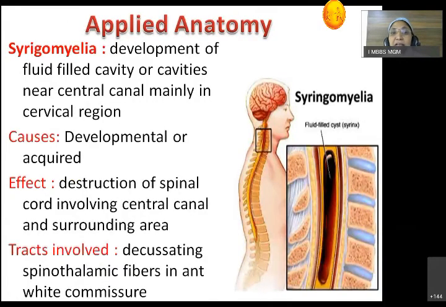Now let us see the applied anatomy. Actually, we have discussed most of the applied part of the spinal cord along the particular part of the spinal cord. But there are certain diseases, certain syndromes that you must know, which are related with the spinal cord. The first syndrome is syringomyelia. What is this syringomyelia? Syring means cavity, myelia means spinal cord. Cavity in the spinal cord is called syringomyelia.